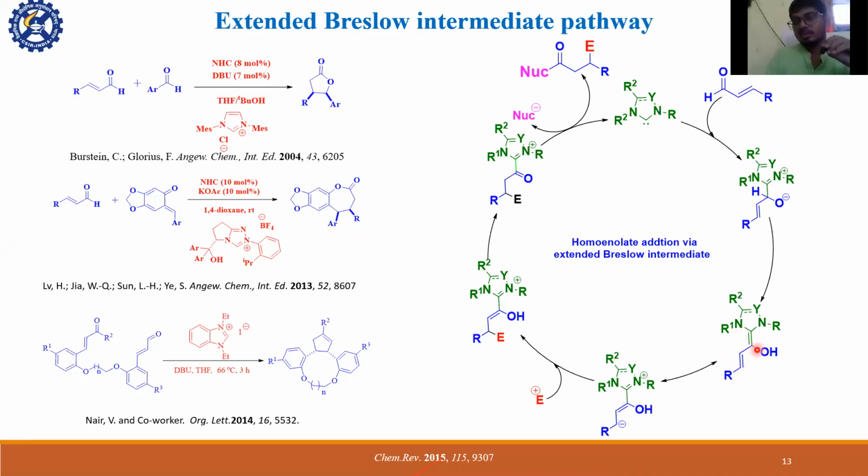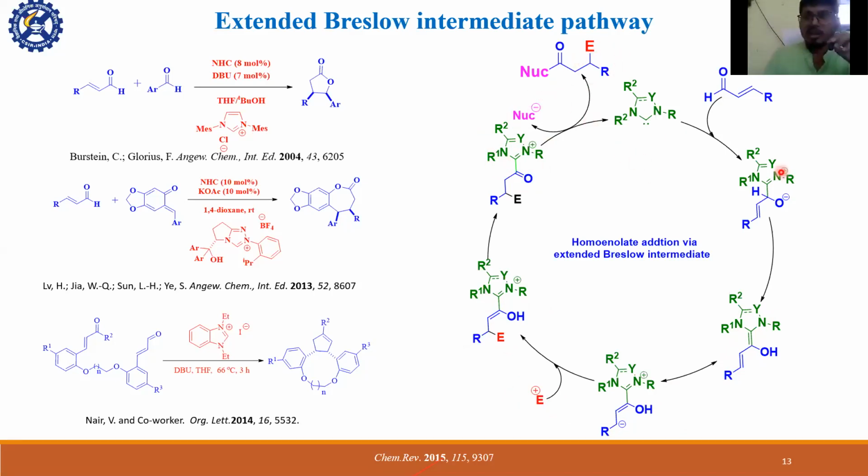Then this extended Breslow intermediate undergoes conjugation. With this lone pair, you can generate an anion here, and this anion will again react with an electrophile and form this intermediate, and this intermediate again reacts with another nucleophile. I mean, it undergoes tautomerization and forms this carbonyl. In this carbonyl, we have removal of this NHC by this nucleophile and form these types of products.